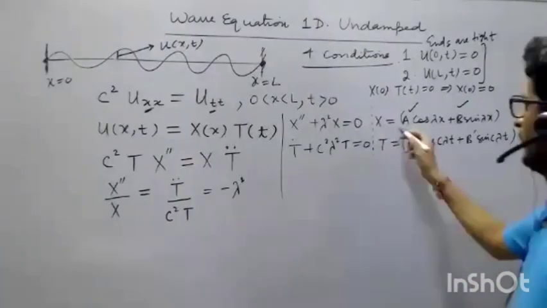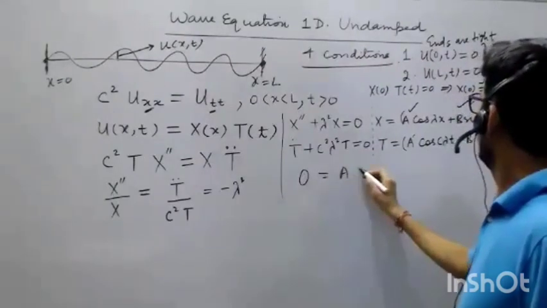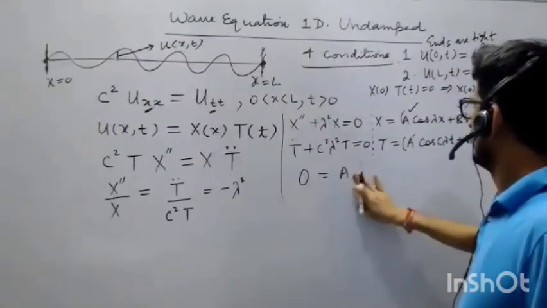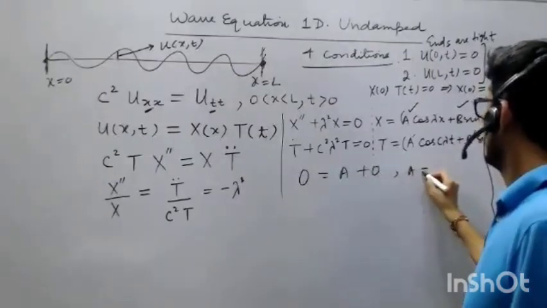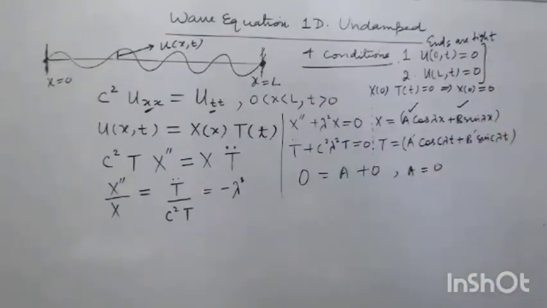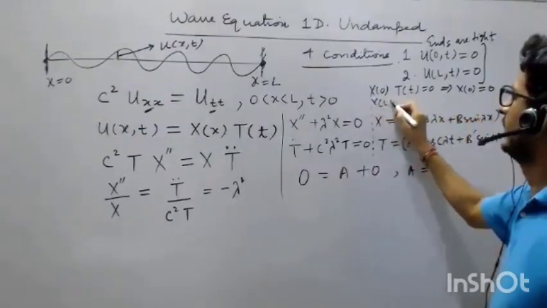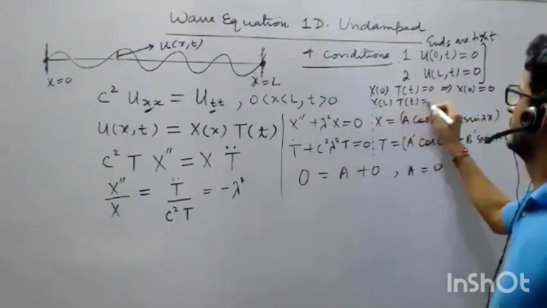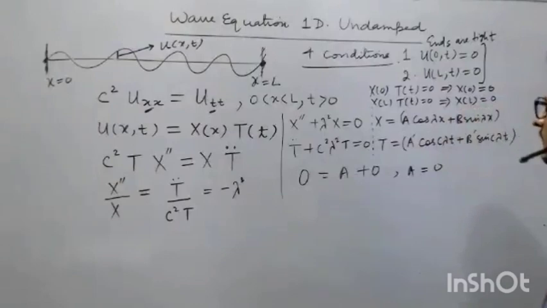So if you put it here, 0 is equal to a plus 0. So that means a is equal to 0. The result of this is a is equal to 0. And second one, if you apply x of L into t of t is 0, that gives you x of L is equal to 0.